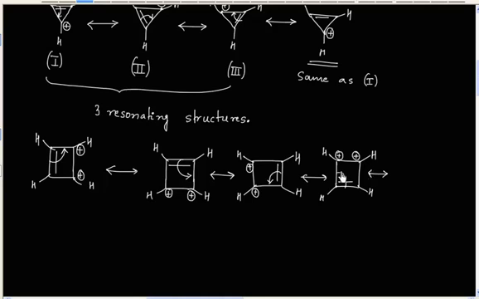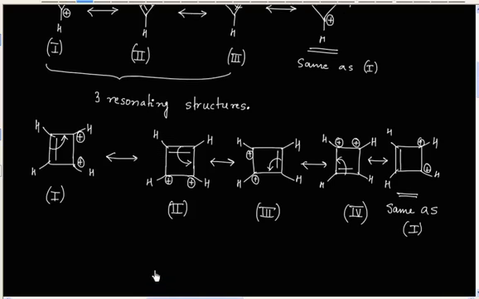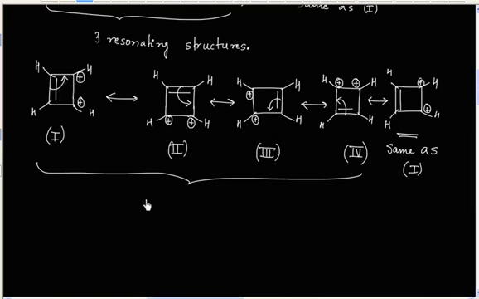We can also try to shift this electron cloud here, and if I do that, the resonating structure I am getting is same as resonating structure 1. So this molecule is same as 1. So let us call this as 1, this is 2, this is 3, and this is 4. So in this case, we are having 4 resonating structures.